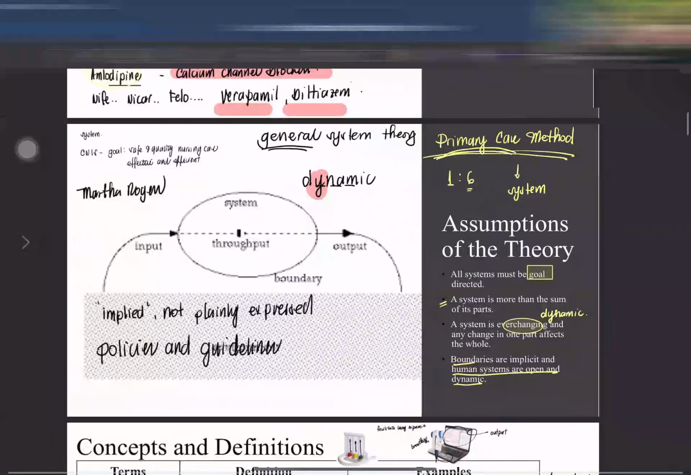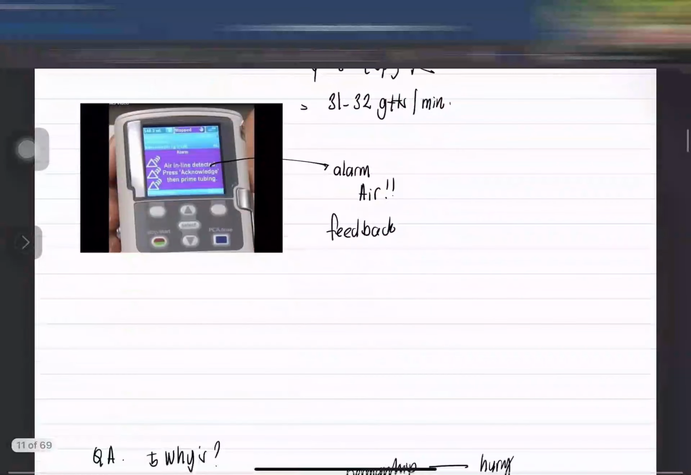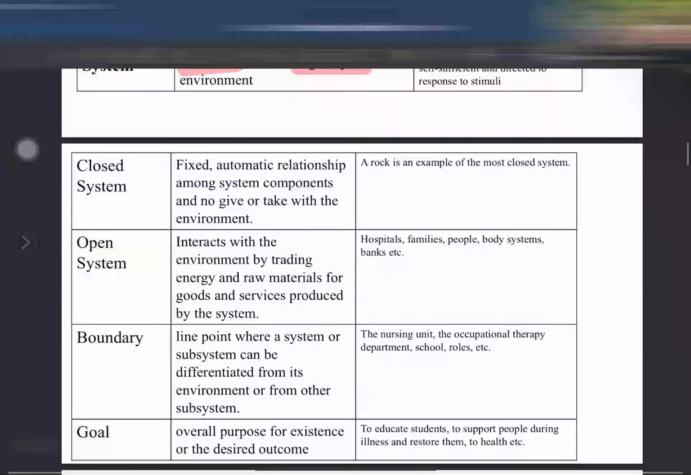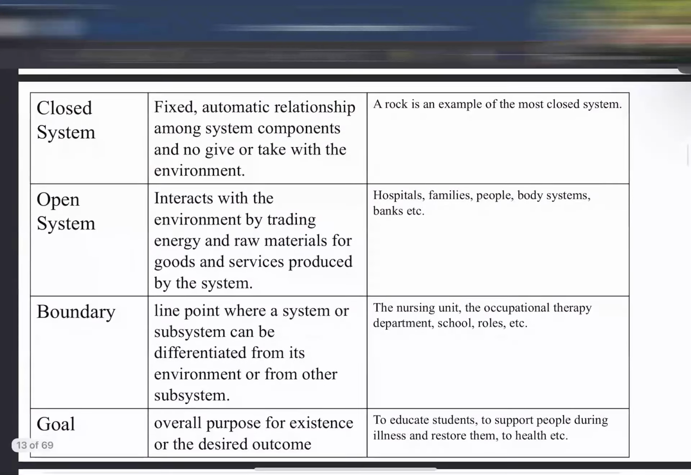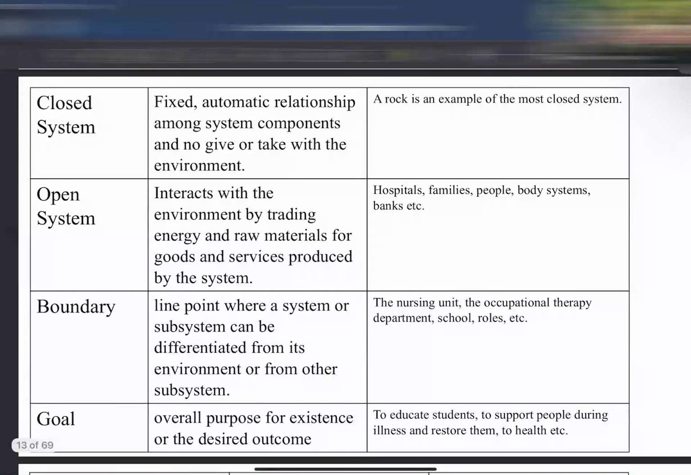Now, in learning this theory, there are several concepts and definitions that we need to look into. The next definition here is your closed system. Class, the system could be classified as either closed or open. When I say closed system, the keyword there that you might want to capture is fixed, automatic relationship. There is no give and take with the environment. For example, a rock is an example of a closed system. It does not give and take with the environment. It's considered to be fixed, and it's considered to be automatic.